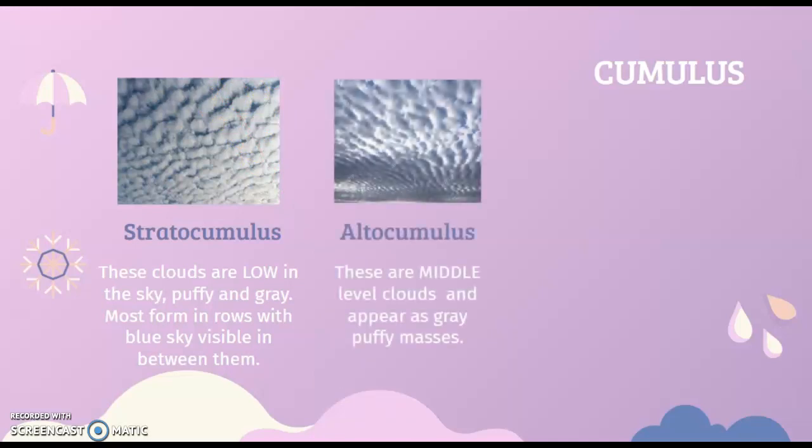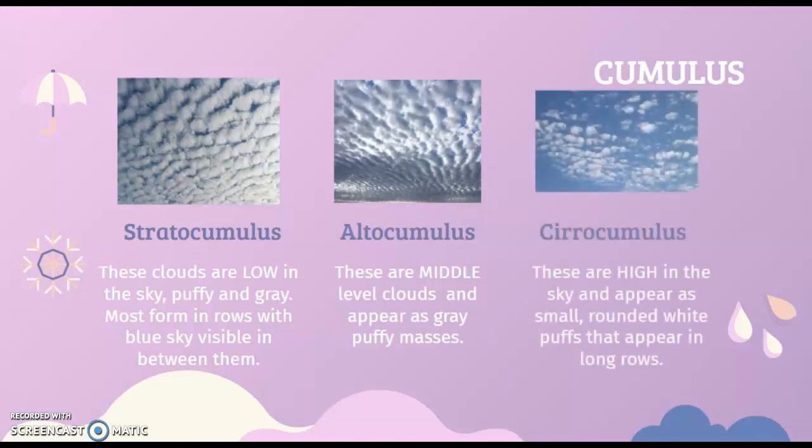Altocumulus. These are middle level clouds and appear as gray puffy masses. And cirrocumulus clouds. These are high in the sky and appear as small, rounded white puffs that appear in long rows. As you can see, they all kind of look alike, but there are small differences, so pay close attention to the picture so you can identify them.